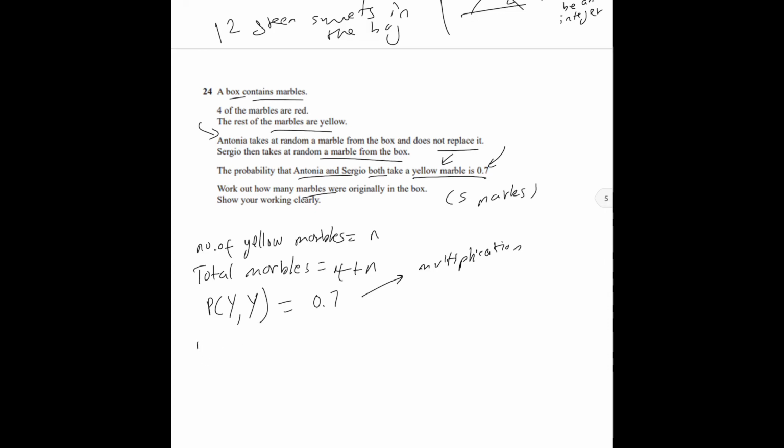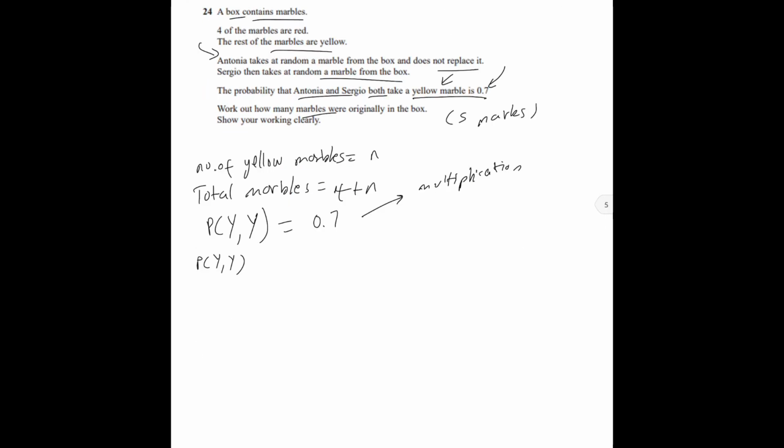So let's find the conditioning rules. The probability of taking yellow and yellow is equal to, we know that the number of yellow marbles is n out of a total of 4 plus n, so n divided by 4 plus n. Now we multiply, because it's multiplication, the probability of taking both yellow marbles. Since they clearly stated in the question that Antonia doesn't replace the marble, it's going to be n minus 1, because there are going to be fewer marbles left, as well as 4 plus n minus 1.